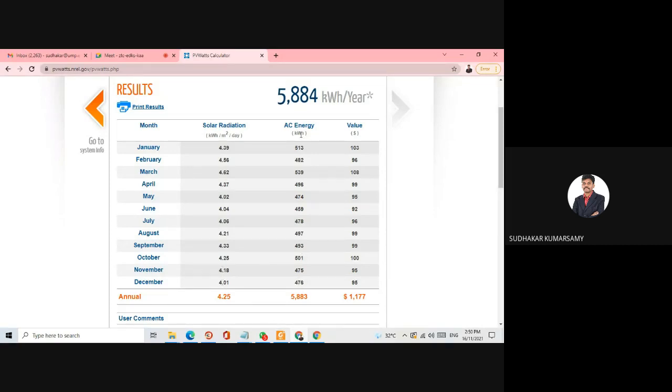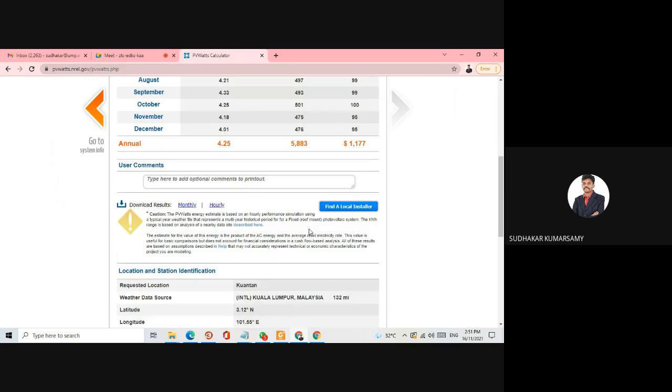So I did a simulation to find the energy output of the system at an angle of 20 degrees, right? The tilt angle I kept at 20 degrees, and I kept the fixed system. So for 20 degrees, I got 5884. So let me change this and see what other results I get.